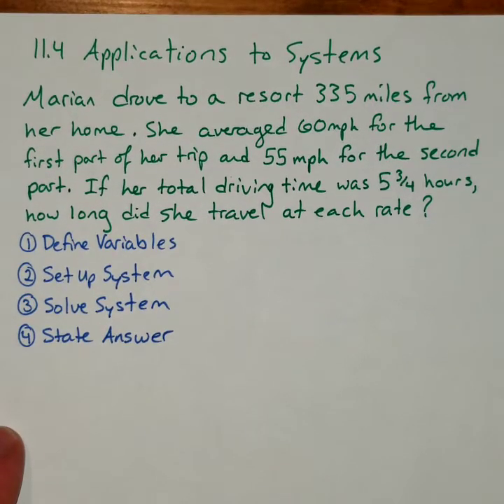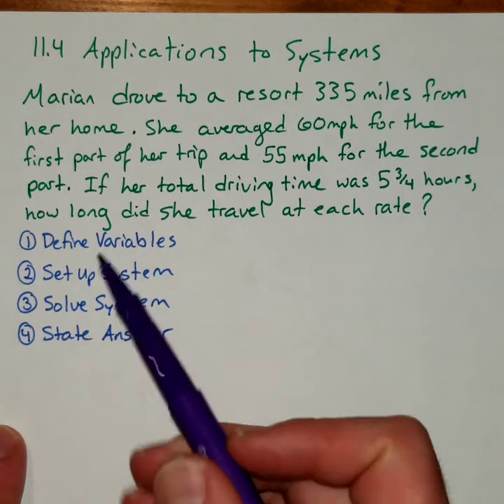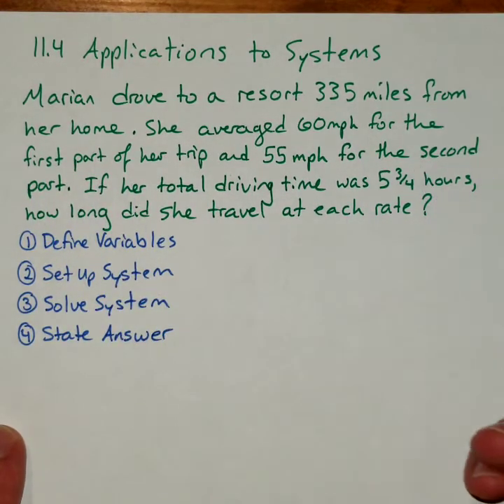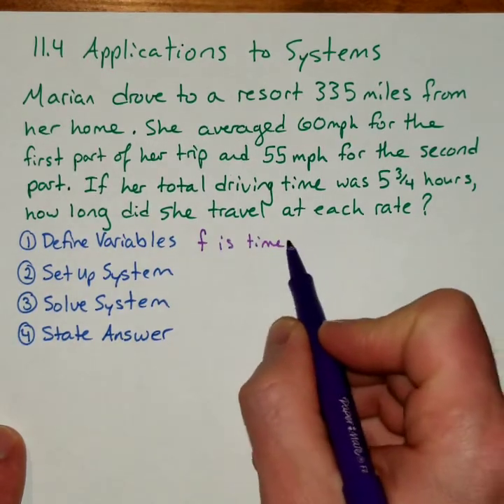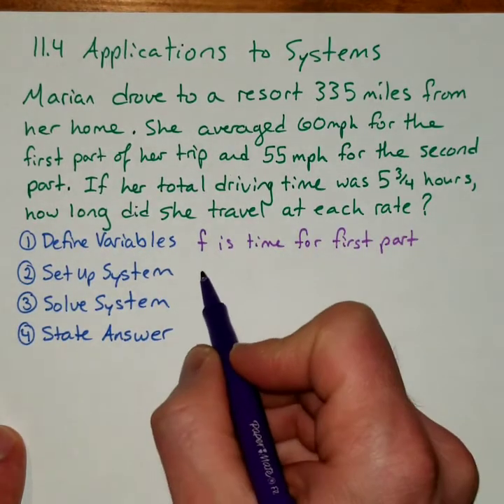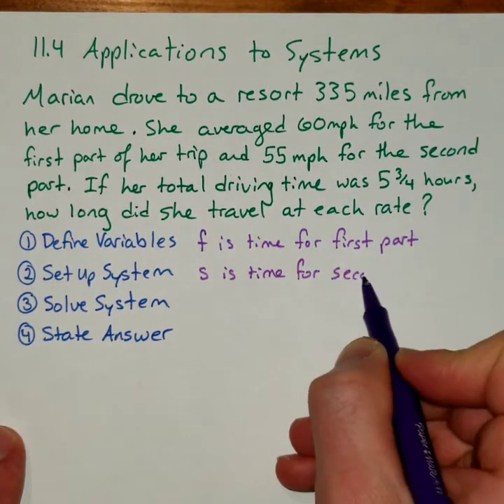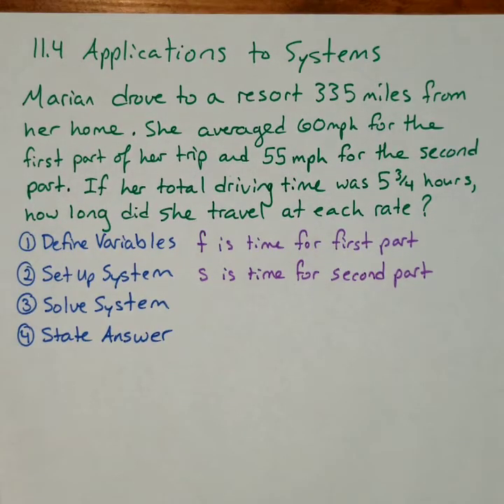Now we could use x and y, and some people do. I'm going to choose to use a variable that helps me to separate the 2. Like, I'm going to use the letter f for the first part and the letter s for the second part. It just helps me in my mind to keep the 2 variables separate. So f is time for first part, and s is time for second part. And remember, you could use x and y or any other combination of variables that you choose.